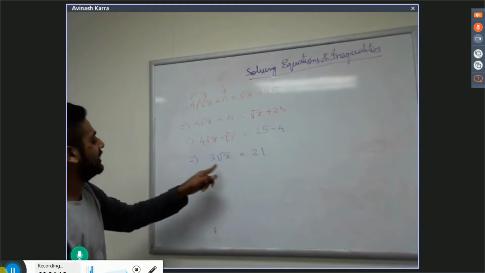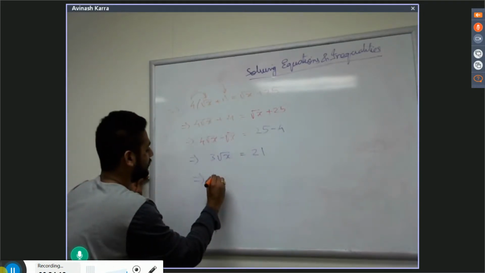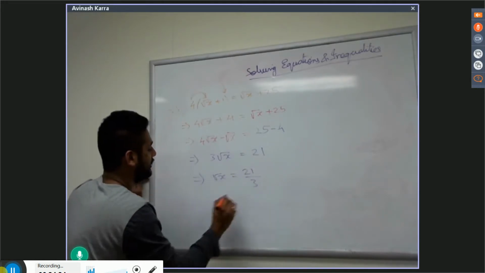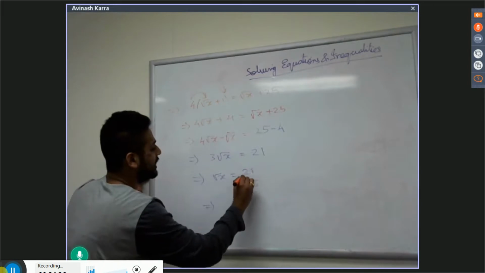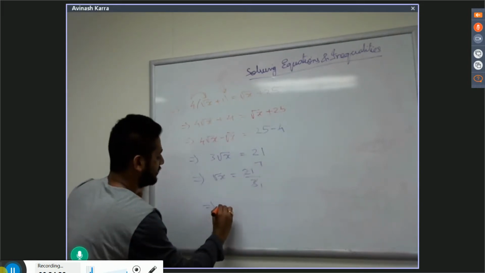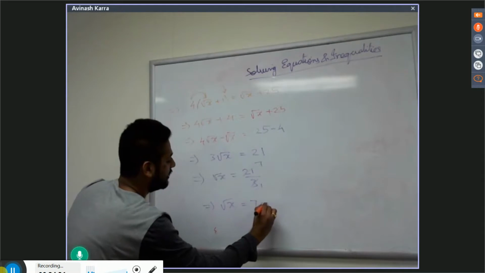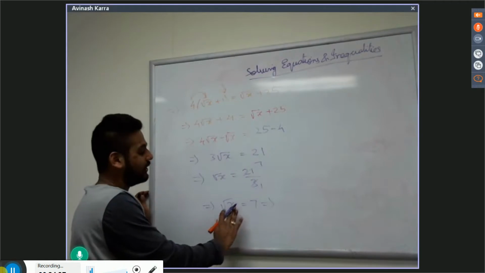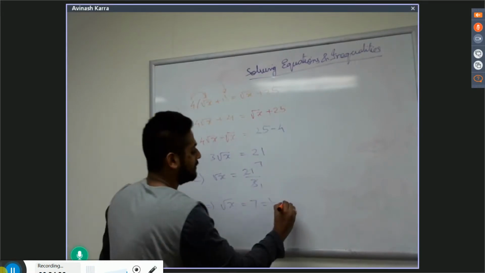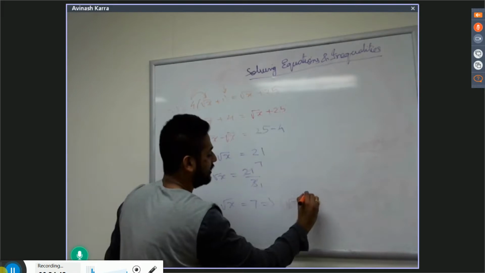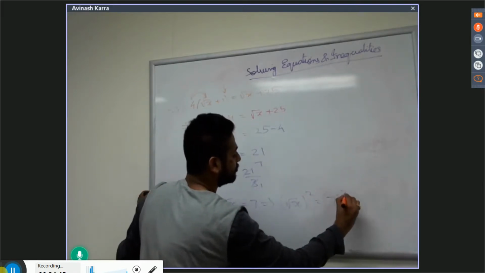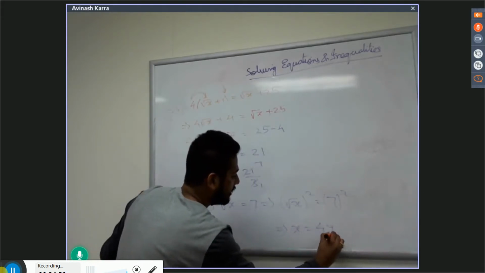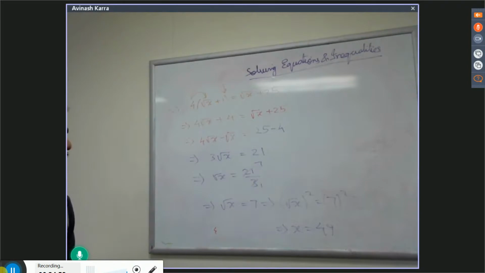And what will be the next step? Divide 3 on both sides. So root x is equal to 21 by 3. When I simplify, 3 ones are 3, 3 sevens are 21. So root x is equal to 7. When I apply square on both sides, it becomes root x whole square is equal to 7 whole square, which means x is equal to 49. Is it clear?